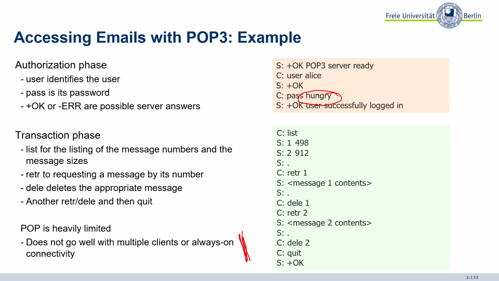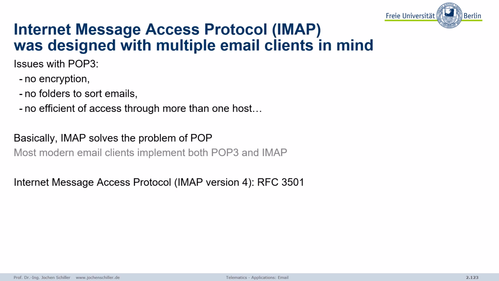But that was the old days. Pretty soon there was a new protocol coming up called IMAP. This is something maybe most of you know, that solves issues where we have no encryption, or we have no folders, we cannot sort the mails, and we cannot use more than one host, etc. So we solve the problems of POP, and many clients implement both, but IMAP is the preferred one.